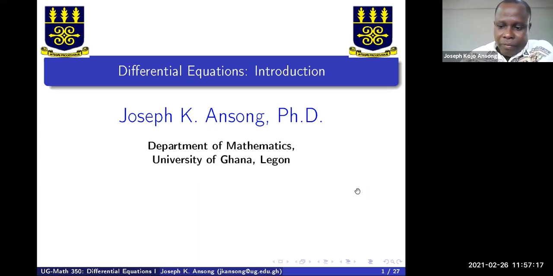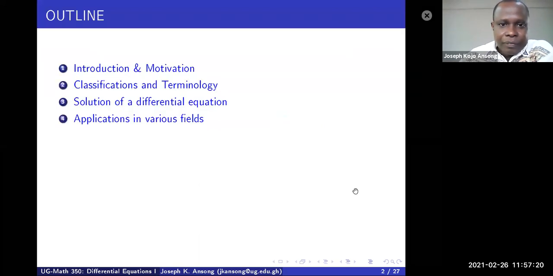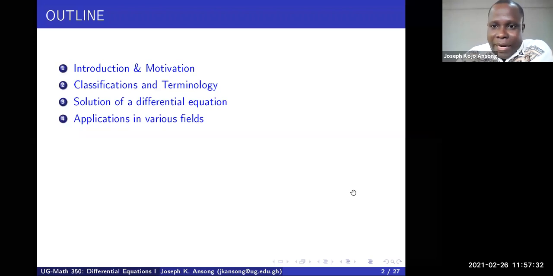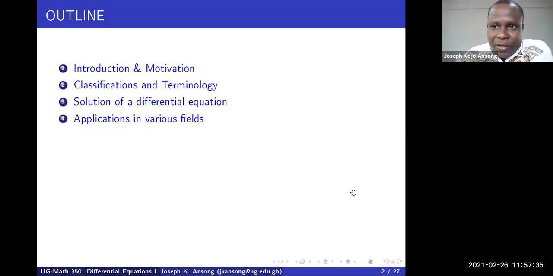I would take you through a couple of things as an introduction. I'll give you a motivation for differential equations. We'll look at classifications and terminologies that are often used when studying differential equations. And then we'll look at what we mean by the solution of a differential equation. How do you verify that a given function is actually a solution of a differential equation? And then I'll end with some applications. There are probably a gazillion applications of differential equations. I'll just mention a few of them as a way of motivation.